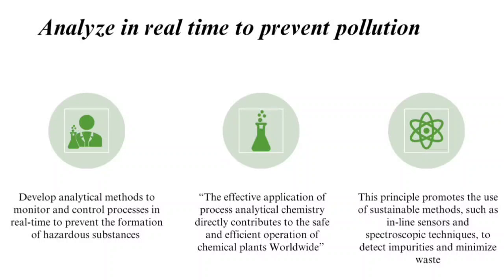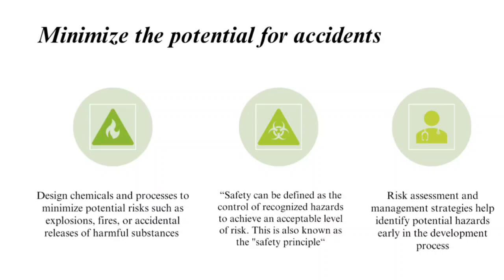Analyze in real time to prevent pollution. Develop analytical methods to monitor and control processes in real time to prevent the formation of hazardous substances. The effective application of process analytical chemistry directly contributes to the safe and efficient operation of chemical plants worldwide. This principle promotes the use of sustainable methods, such as inline sensors and spectroscopic techniques, to detect impurities and minimize waste.